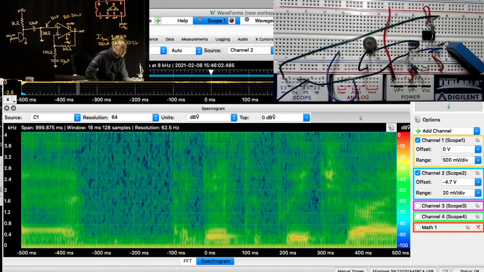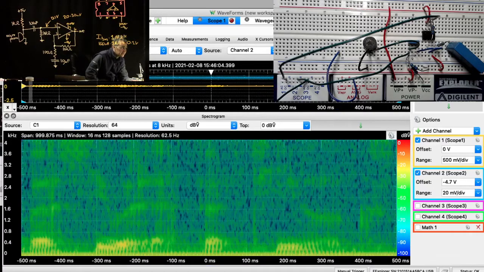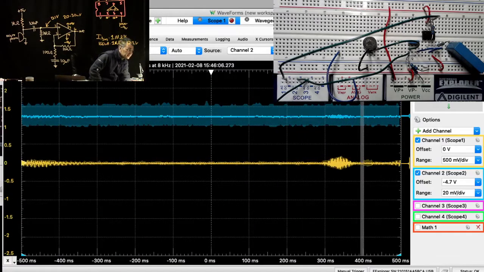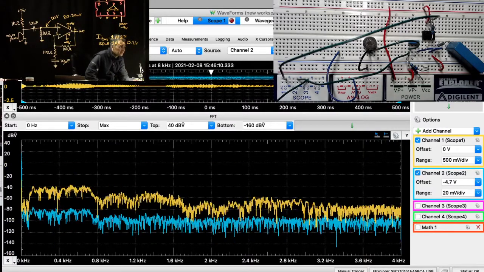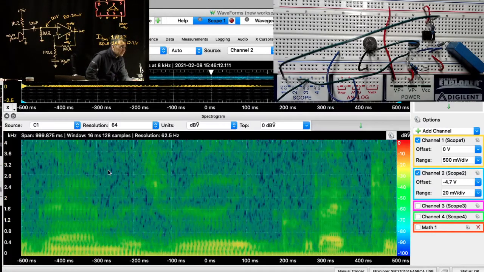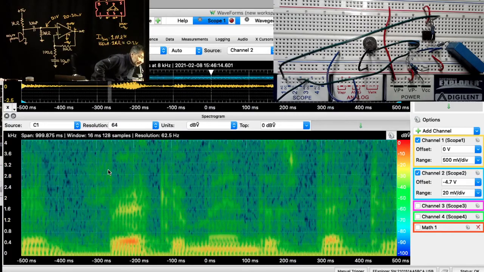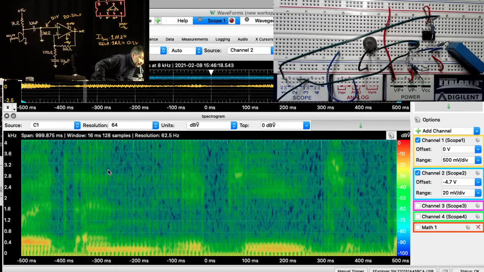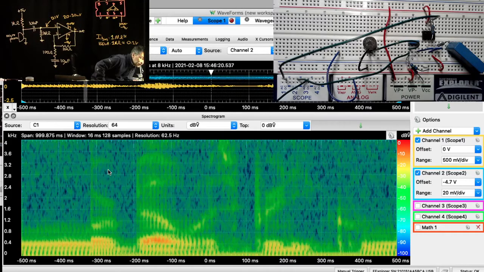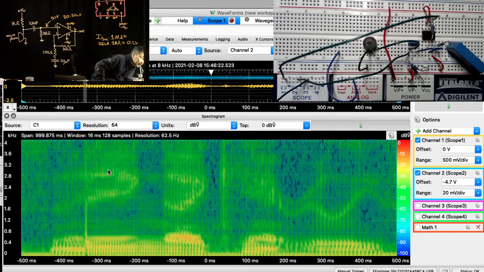I guess if we try FFT, let's see what FFT looks like. Get rid of spectrogram. FFT. Yeah, that's not as impressive. The spectrogram is really cool. I strongly recommend the spectrogram. It's actually more impressive if you talk at it, but I guess you could, like the doorbell was pretty cool, or if you can sing. I can't really sing.